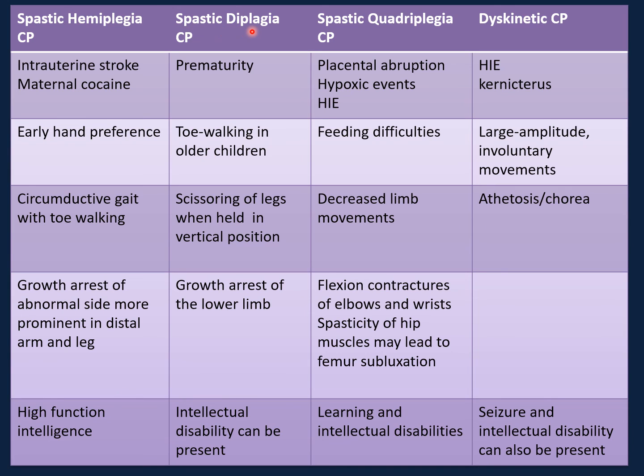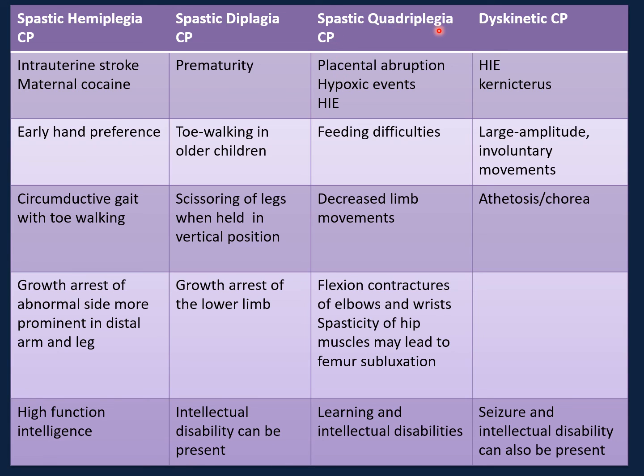Spastic diplegic cerebral palsy affects the lower limb. The most common cause is prematurity. Toe walking is a red flag in older children. Scissoring of the legs when held in vertical position is classic in the physical exam. Growth arrest of the lower limb. Intellectual disability can be present.